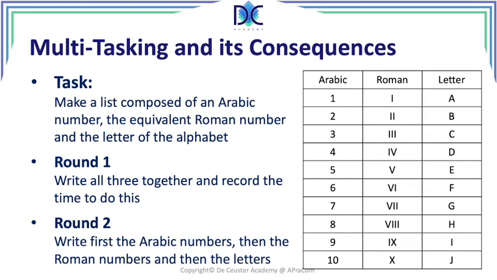Now, in the second round, you compare the duration of your work when you first write all the Arabic numbers, then the Roman numbers, and then the letters. The lesson here is that when you first write the Arabic, then the Roman, and then the letters, it goes a lot faster than when you write the Arabic number, the Roman number, and the letter at the same time. You have to start thinking about it. For some of you it can be very fast, but in general, this is a very simple exercise to show the advantage of concentrating on one task as opposed to multitasking.